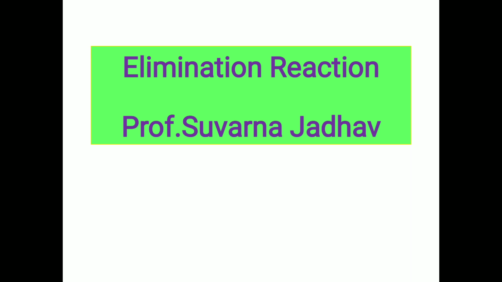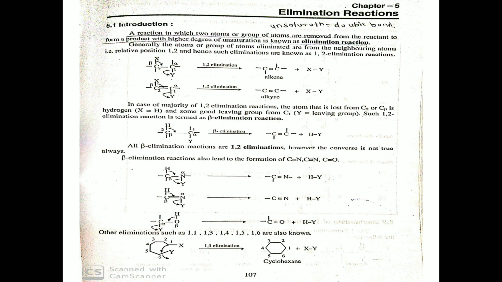Today I will explain elimination reaction. Define elimination reaction. Elimination reaction is a reaction in which two atoms or a group of atoms are removed from the reactant to form a product with a higher degree of unsaturation. In elimination reaction, the saturated compound is converted into an unsaturated compound.